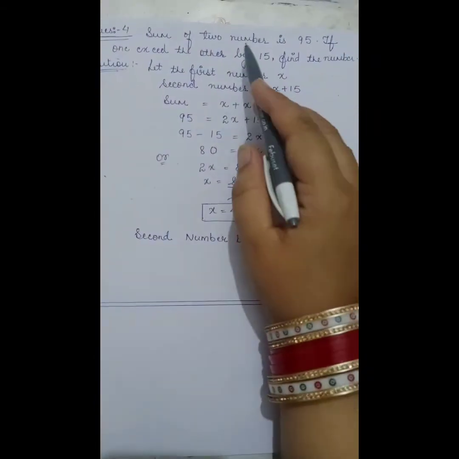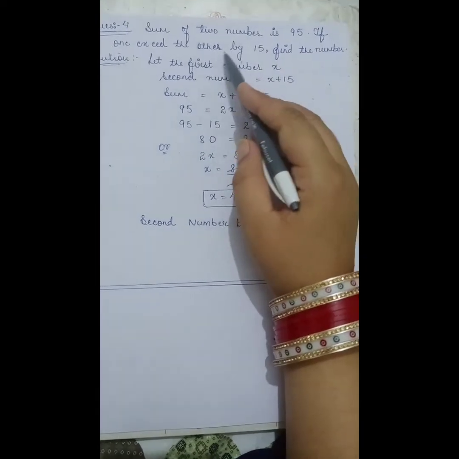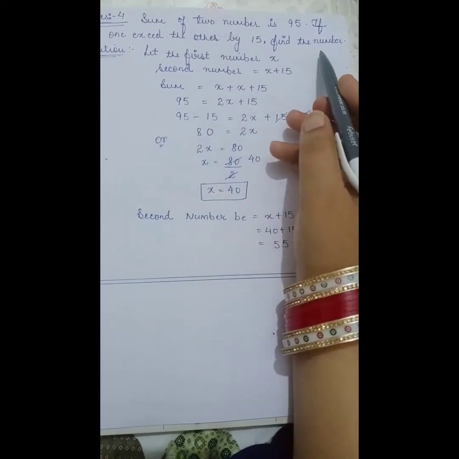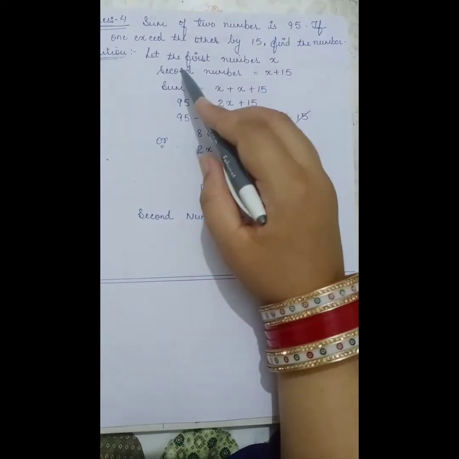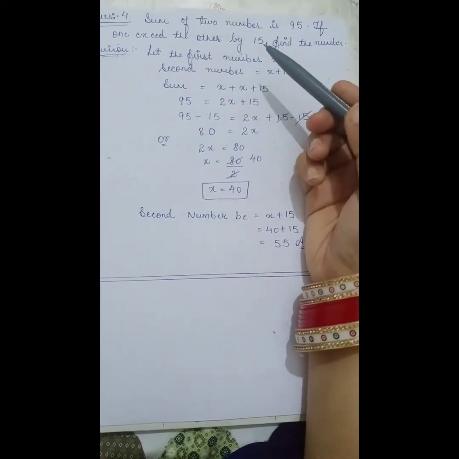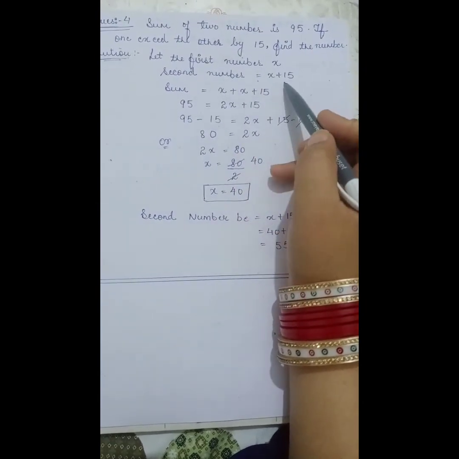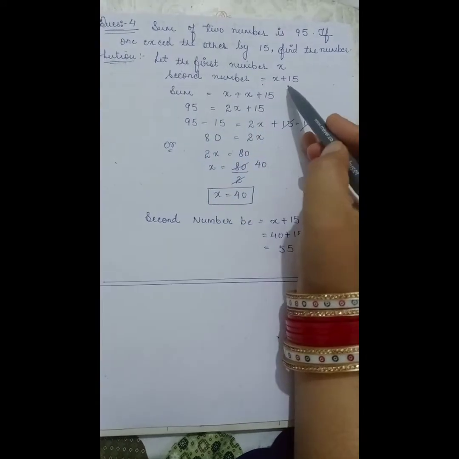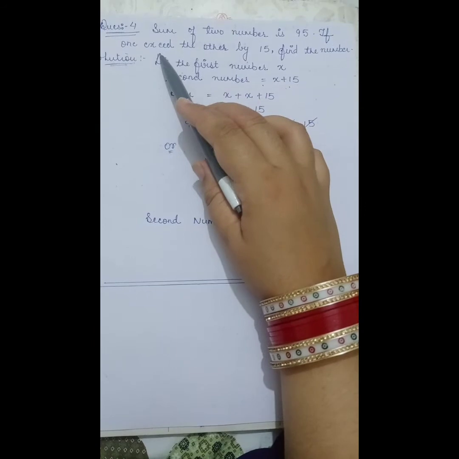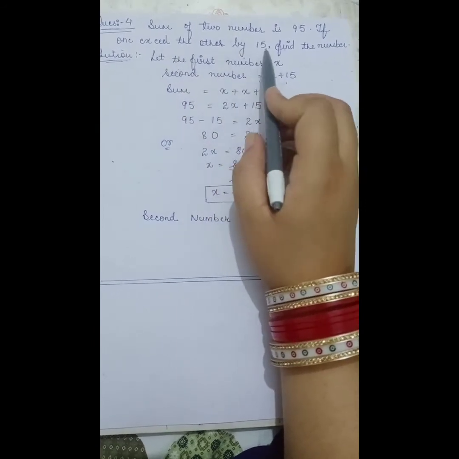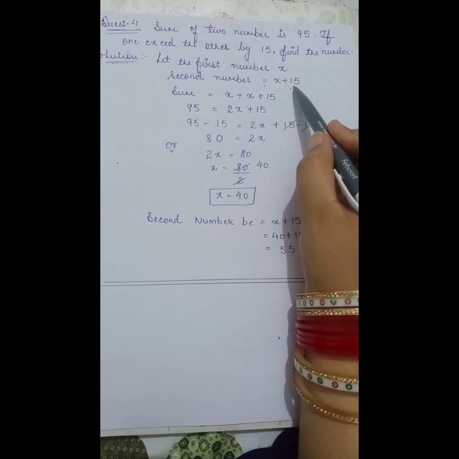Now let's go with question number 4. The sum of two numbers is 95. If one exceeds the other by 15, find the numbers. See, the addition of two numbers is given to you, that is equal to 95. We don't know the numbers, so we have to consider them first. Let the first number be x, the second number be x plus 15. See, why are we going to add this 15 here? Because they are saying that one number is there and the other exceeds it by 15. So that's why we are going to add 15 here.